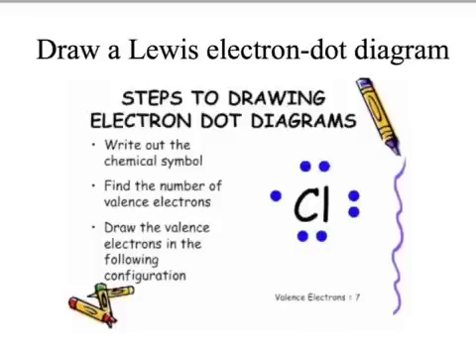So now that you know the number of valence electrons, you're going to draw the valence electrons in the following configuration. Since 8 is the magic number, you draw the electrons in sets of 2 in sort of a box like this around the chemical symbol. Depending on how many electrons are in the shell depends on how many dots you're going to draw. Chlorine has 7 valence electrons, so there's only 7 dots around it.